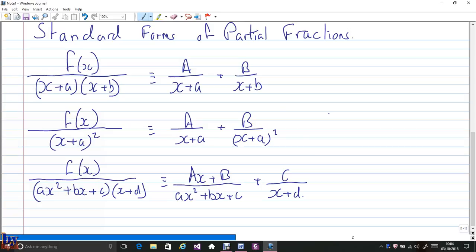But we've got a function of x over (x plus a)(x plus b) equates to A over x plus a, plus B over x plus b. That's actually the one that's in our integration above. We've also got a function of x over (x plus a) squared, which is repeated roots to some extent. That equates to A over x plus a plus B over (x plus a) squared. And of course the final one, the quadratic with a third term, x plus d. Again, there's the standard form that they split into.